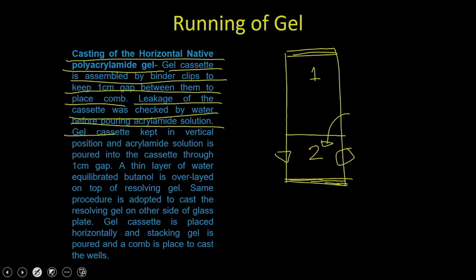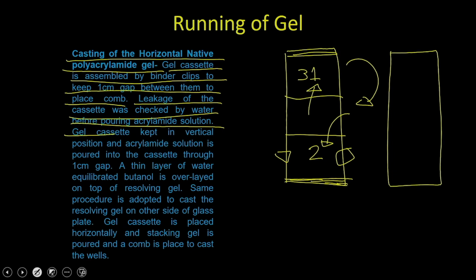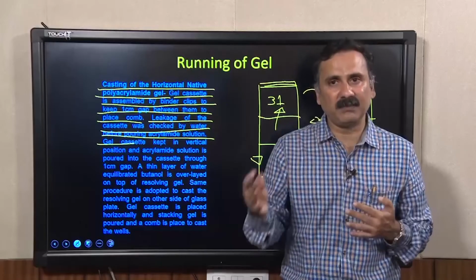Once it is resolved and polymerized, you rotate this, put number 3 on this side, bring it down, and pour it again. You can imagine it like this: number 2 will go on top and number 3 will come at the bottom, and that is how you pour into this. So, the casting is actually going to be a 2-step event.